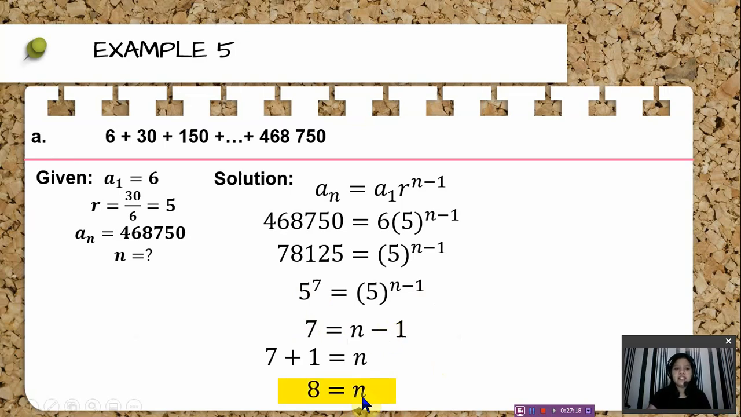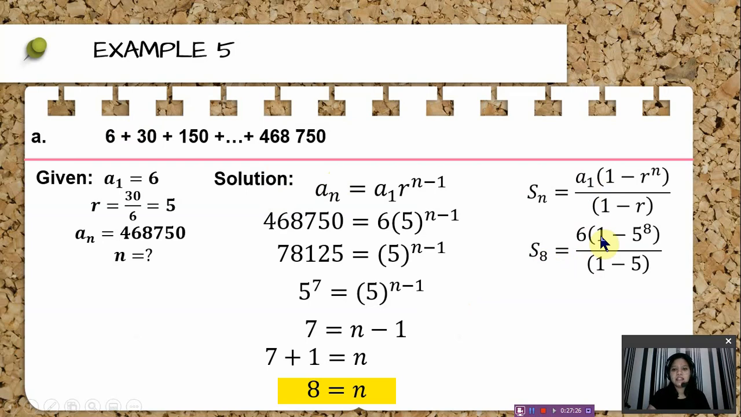Now that we have the value of n, we can find the sum of this geometric series. So, let's substitute the given. S sub 8 is equal to 6 times the quantity 1 minus 5 raised to 8 over 1 minus 5. So, using your calculator, you will get S sub 8 is equal to 585,936.